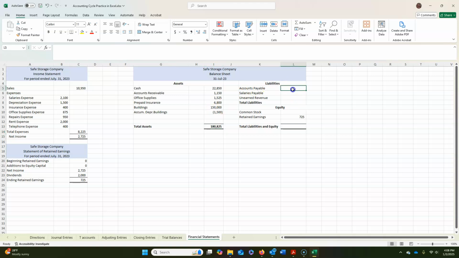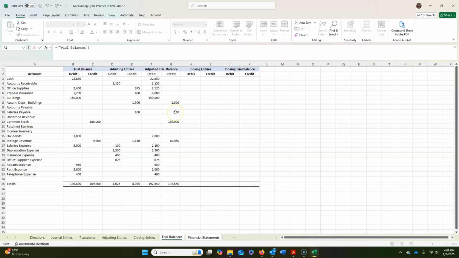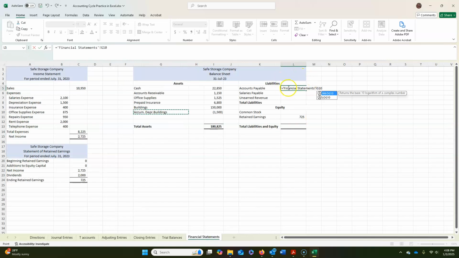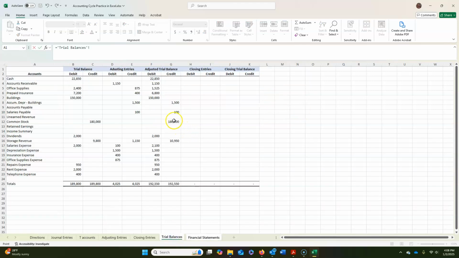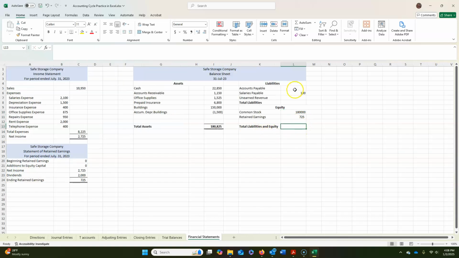Okay, so now I'm going to grab the liabilities. So we have salaries payable. And I'm going to remove this because this doesn't have a balance. We just want that salaries payable. And then we have common stock of 180,000. And I'm going to format these to all be numbers.